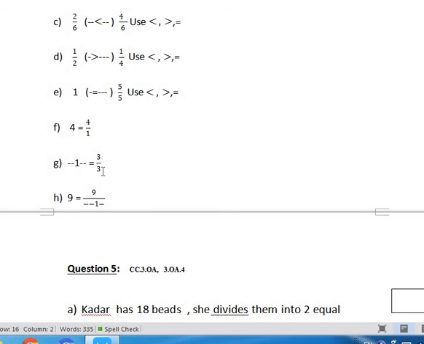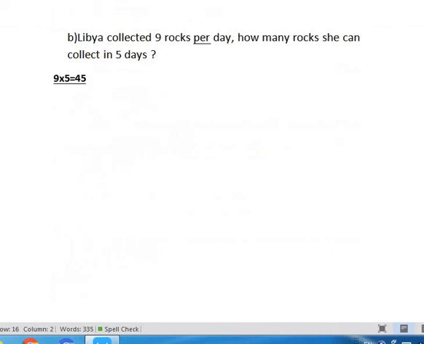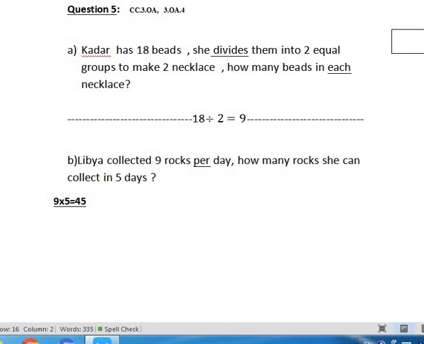Remember that 3 divided by 3 equals 1. 4 divided by 1 equals 4. This is the sign of division here. Fraction is the same as division. Here I have the last thing.